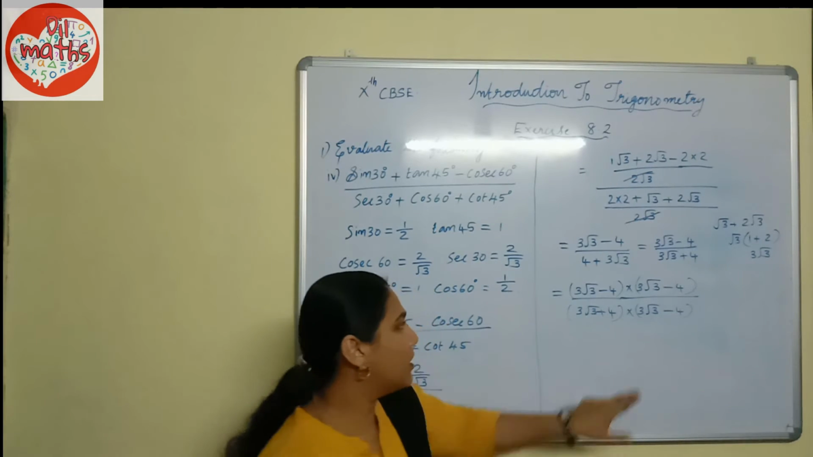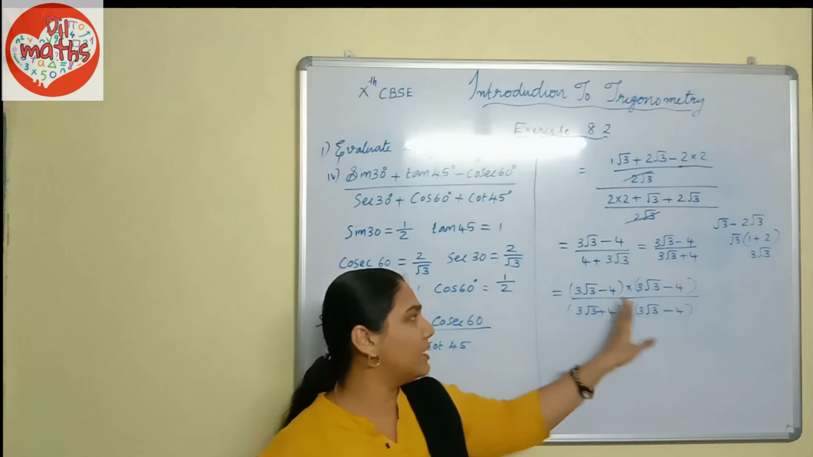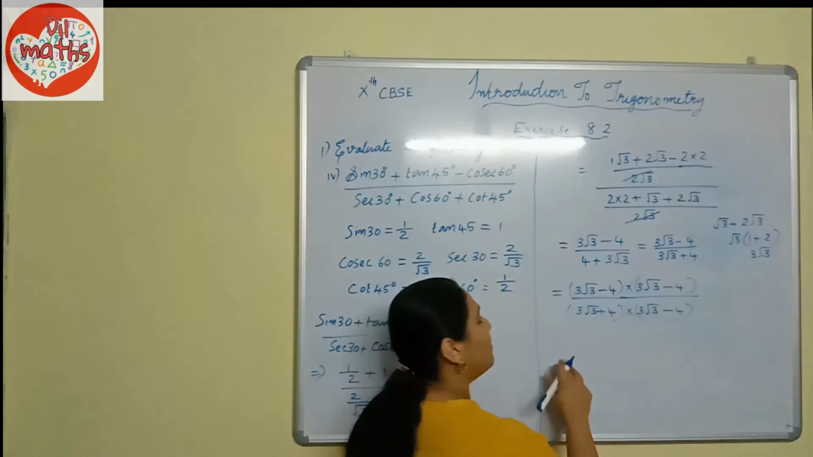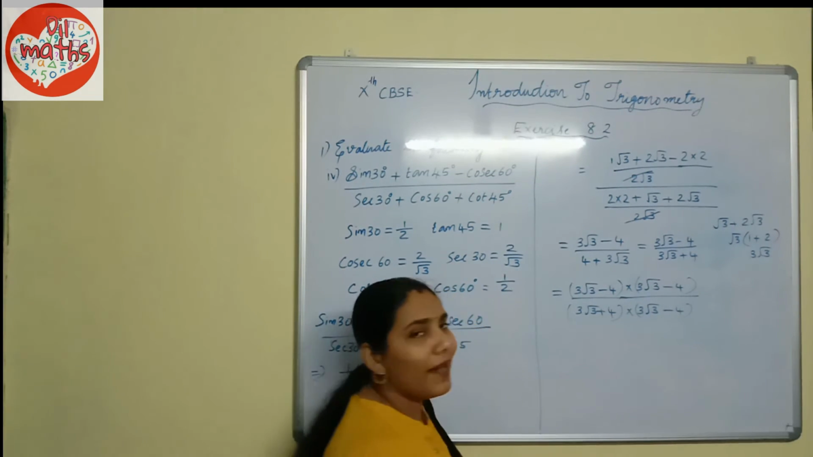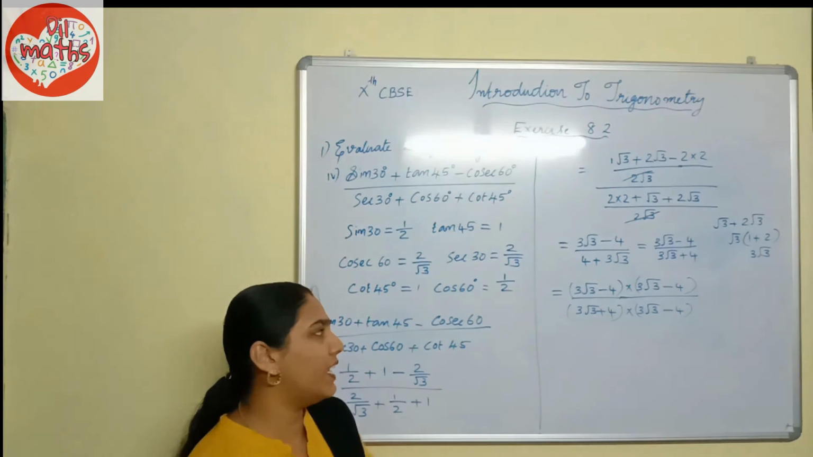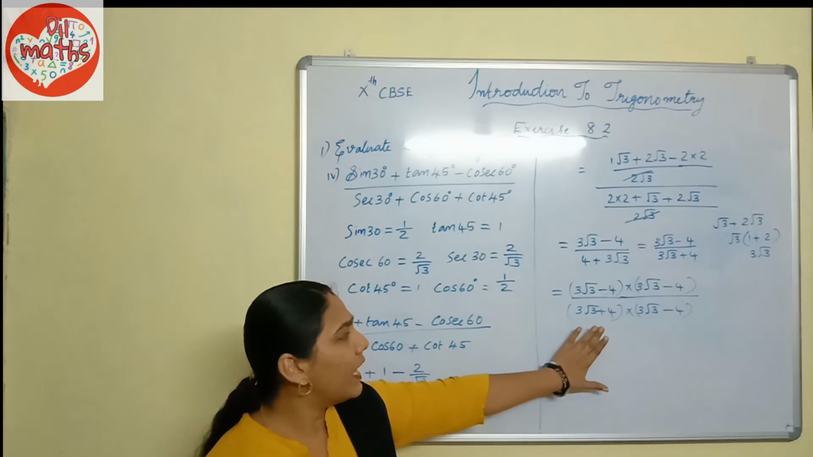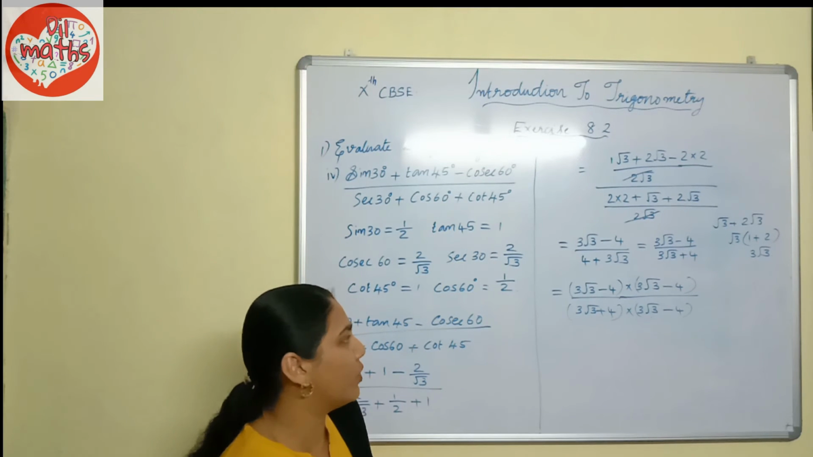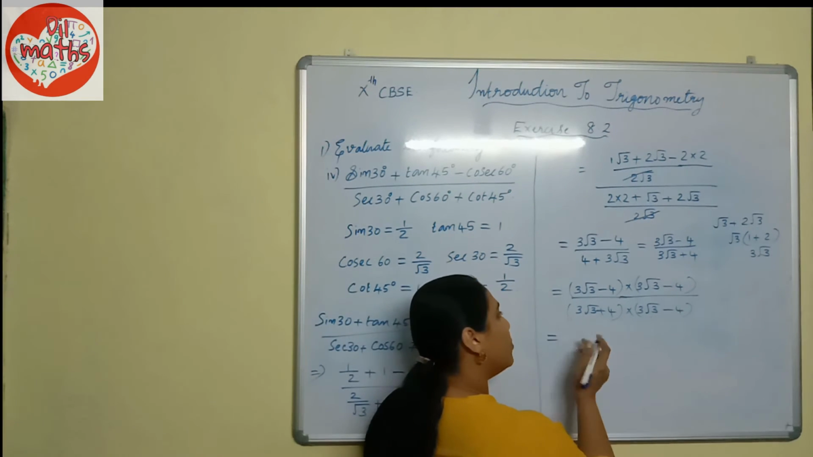Okay? So, in the numerator, what is coming? A minus B into A minus B. That means A minus B the whole square. What is A minus B the whole square? A square minus 2AB plus B square. And in the denominator, what is coming? A plus B into A minus B. That will come as A square minus B square. Okay, so what will come in the numerator?